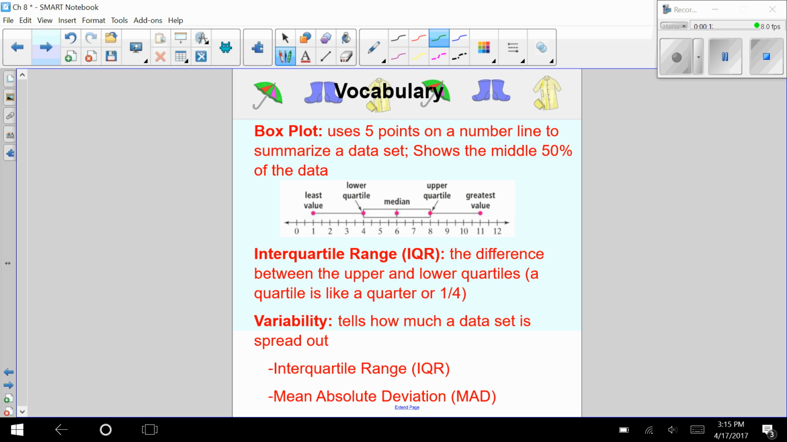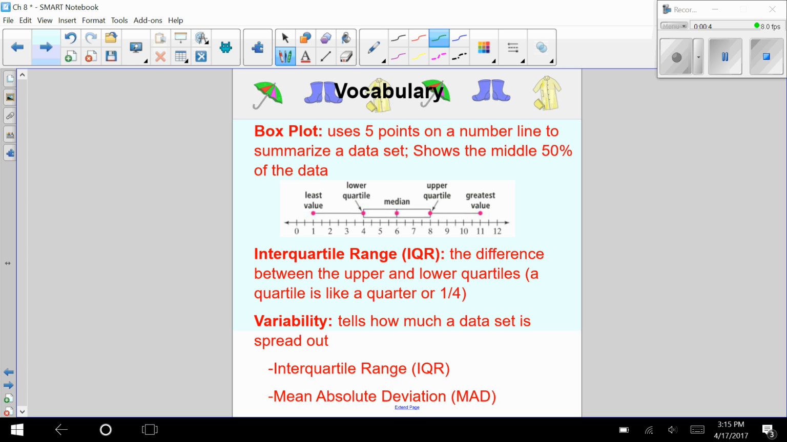A box plot uses 5 points on a number line to summarize a data set, and it shows the middle 50% of the data. So if you look at this picture, you'll see the least value, the lower quartile, which is like lower quarter, the median, which is the middle, the upper quartile, so the upper quarter, and the greatest value. The interquartile range, or shortened to IQR, is the difference between the upper and lower quartiles. So a quartile is like a quarter.